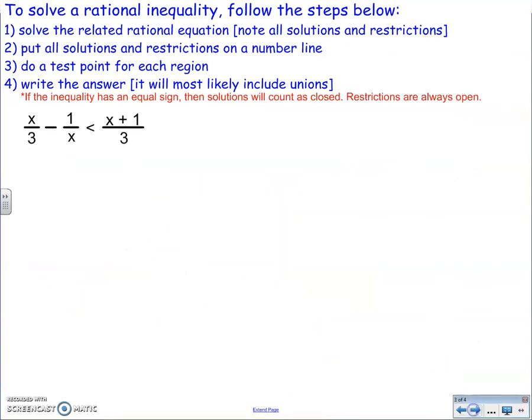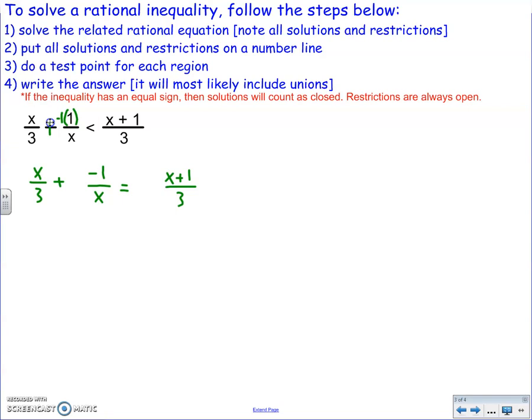Alright, let's try a harder one. Solve the rational inequality, following the steps below. So now we have multiple things. Again, first, solve the related equation. I'll treat this like an equal sign, and I'm going to put a plus here and shoot this negative 1, because you know, to get rid of it, I have to add fractions, right? That's x over 3 plus negative 1 over x equals x plus 1 over 3.